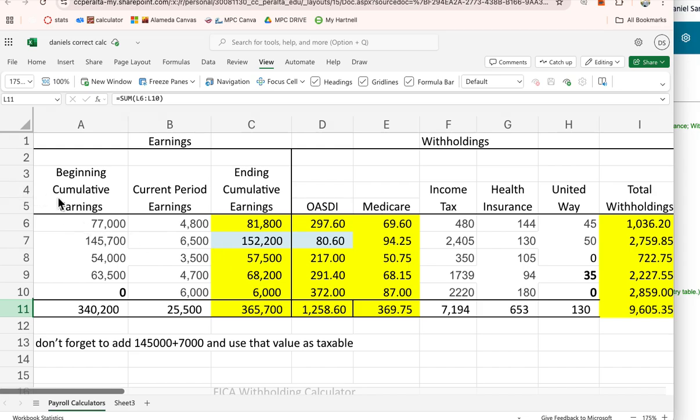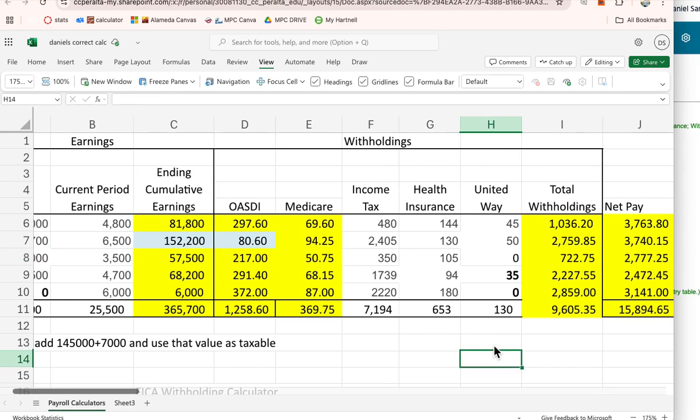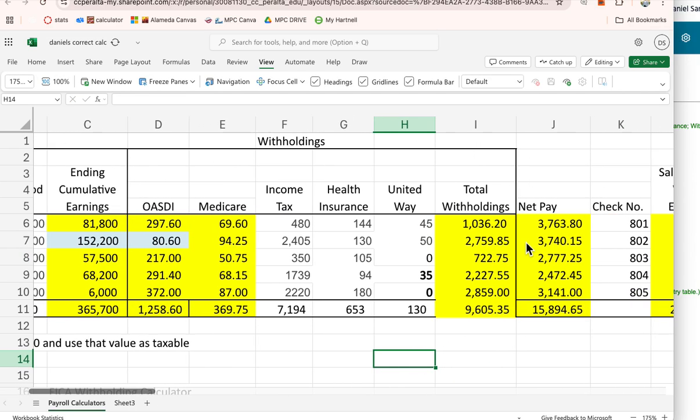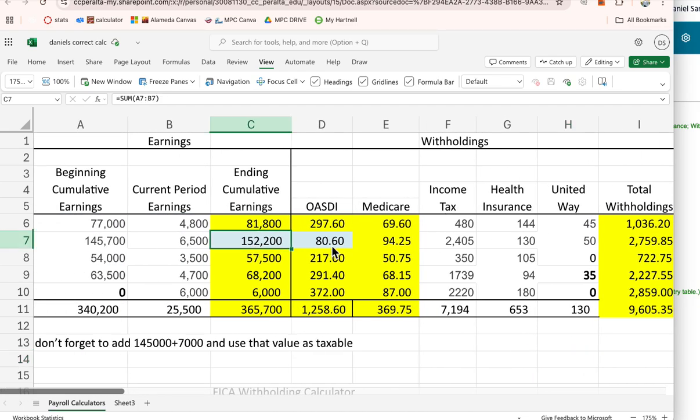This is created by the professor, but I created the actual formula inside each cell, so that when you input the values, it does the formula for you and gives you the correct value. The ending cumulative earnings, OASDI, Medicare, anything in yellow is a calculated value for withholdings and such, taxes and things like that.